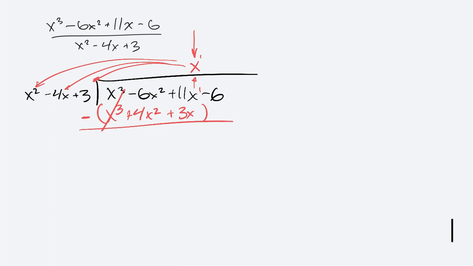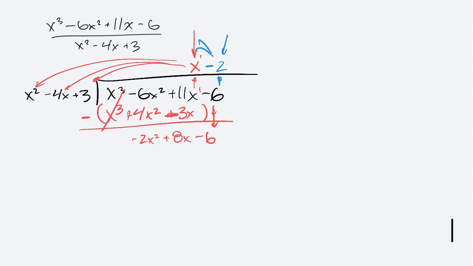These cancel. This becomes plus 4, so I have negative 2x squared. This becomes minus 3, so I have plus 8x. And then I bring down my minus 6. Okay, let's change colors. Now, how many times does x squared go into negative 2x squared? Negative 2 times. So you see I have my constant here above the constant.